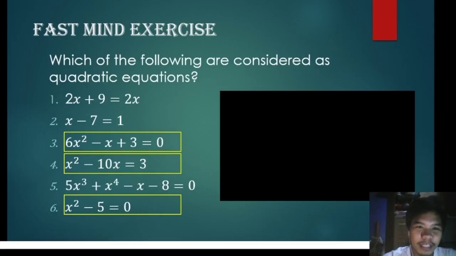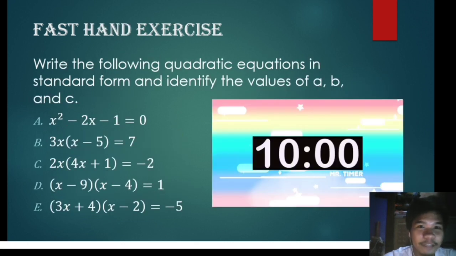Okay, let us now proceed with the next exercise, which is called the fast hand exercise. So in this exercise, you're going to answer for 10 minutes. I think that's enough to finish the activity. So let us read the direction. Write the following quadratic equations in standard form and identify the values of A, B, and C. So all you have to do is to write these given equations into their standard form. You don't need to identify the terms. All you have to do is to get the values of A, B, and C.